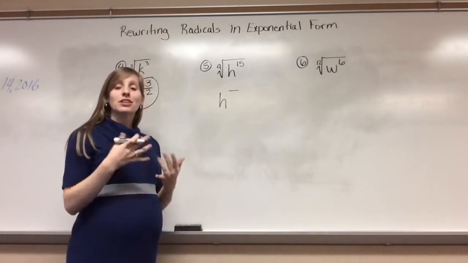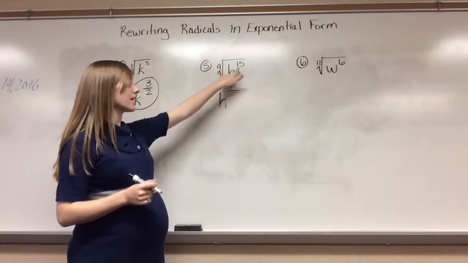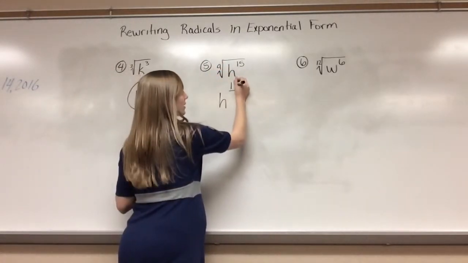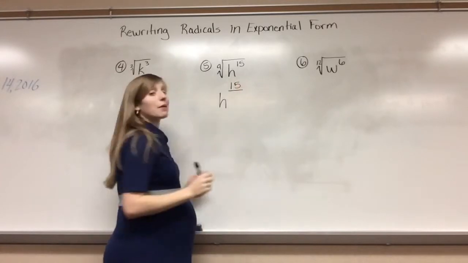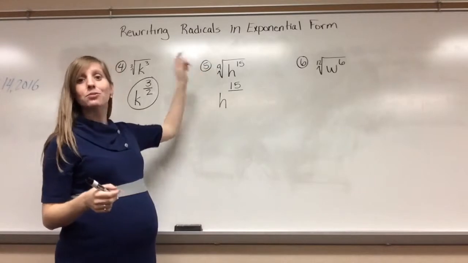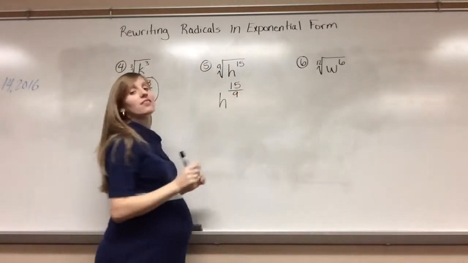From there, we need to know the numerator is the exponent. So looking at our problem, the exponent is 15, so 15 is my numerator. The denominator is the radical or the root. This is the 9th root, so 9 is my denominator. So I have h to the 15 ninths.